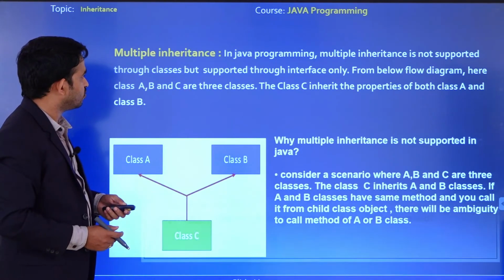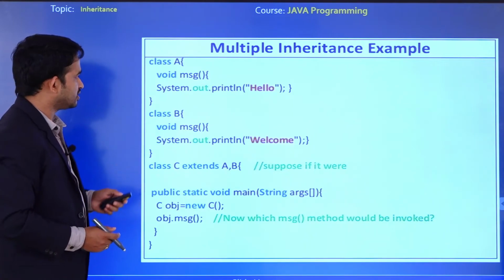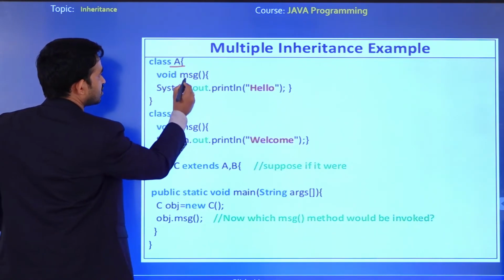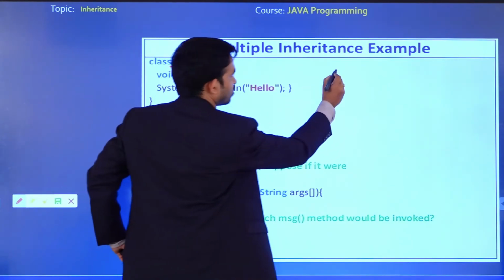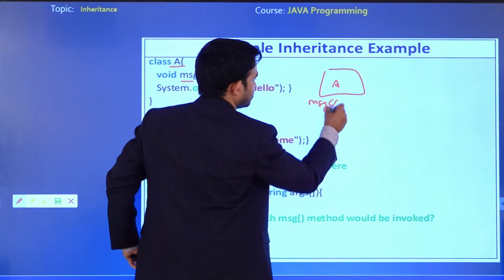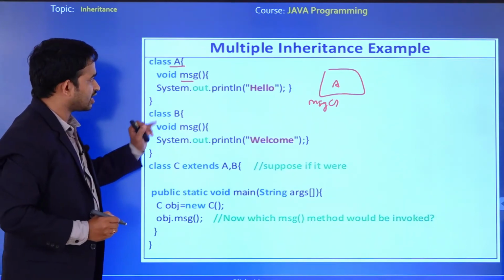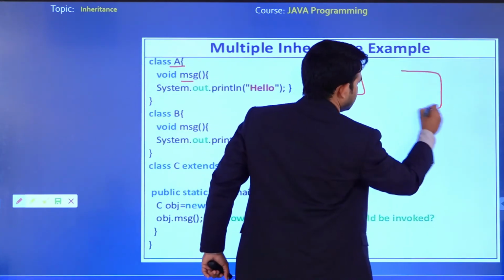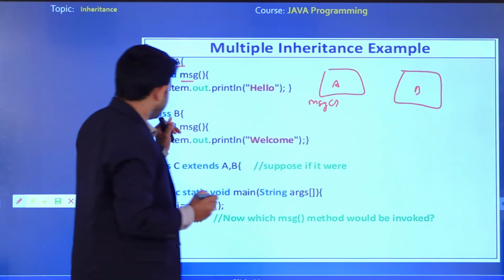Next we go for an example of multiple inheritance. Here, class A contains a message method. Okay, one more class I declare, class B. Here also I am using the same method.